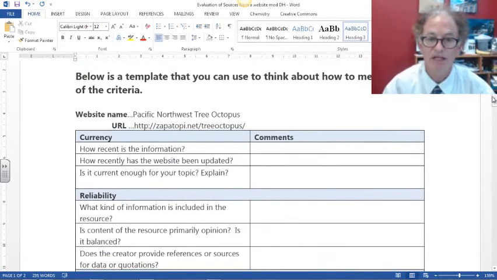Okay, we're going to examine currency. How recent is the information? When was it last updated? And is it current enough for what we want? So we'll look at that one first.